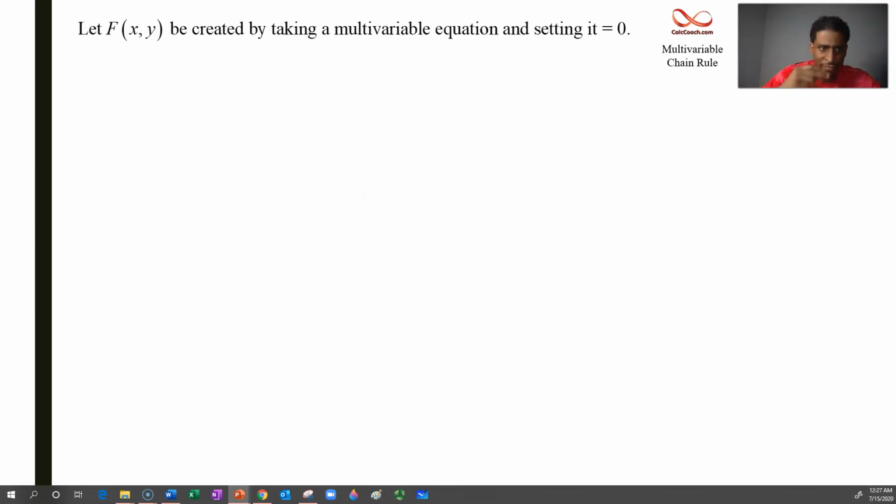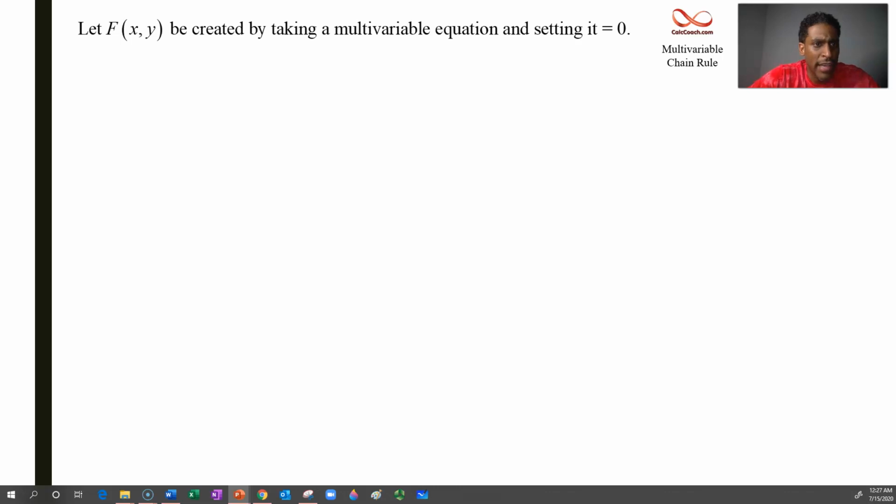Here's how it works. You have this intermingled x and y formula, right? We're going to then create a new function out of it by either setting it equal to a constant if there's a constant floating around, or setting it equal to 0, moving all terms to one side, and call that function capital F.